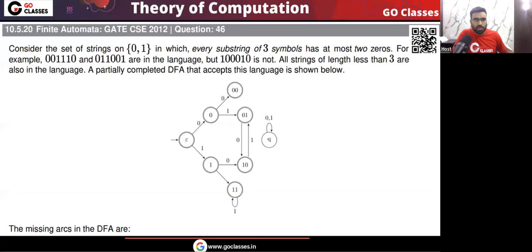Let's solve this GATE 2012 question. The question says: consider the set of strings on 0, 1 in which every substring of three symbols has at most two zeros. For example, these strings are in the language, but this string is not in the language because every substring of three symbols must have at most two zeros. Here you can notice that this is a substring of three symbols and it has three zeros. So you can easily see that this string does not belong to the language.